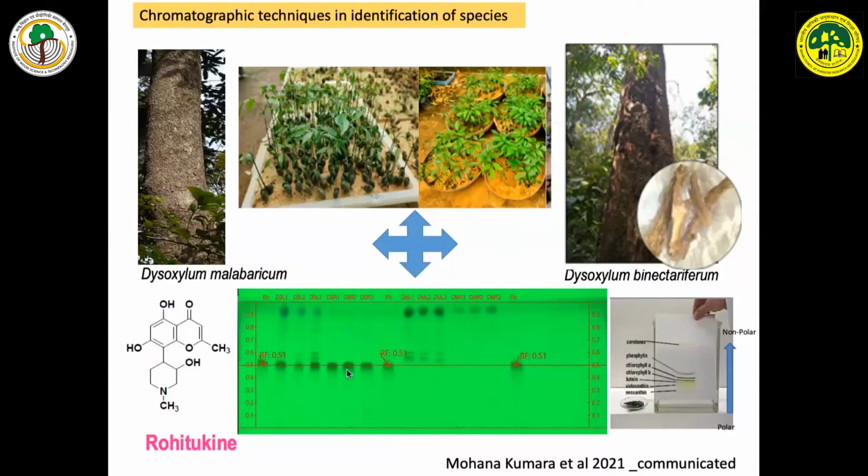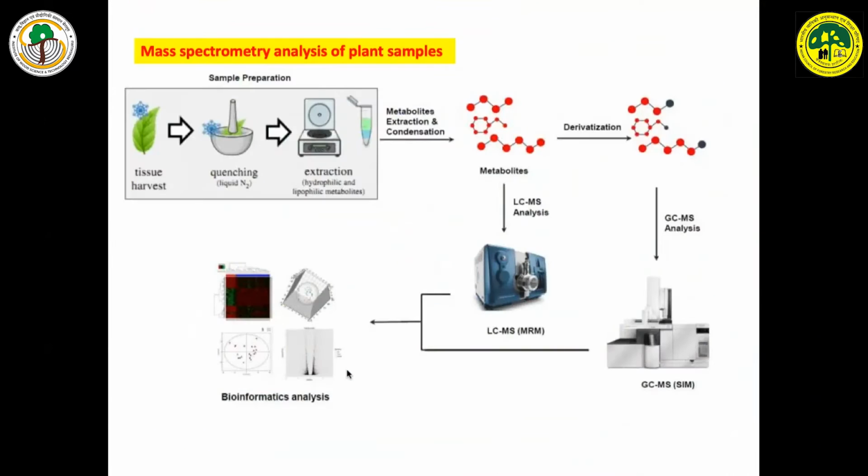Also, metabolic profiling helps in identifying the species, as well as the same species coming from different places, because there are signature molecules from one geography to another. There is a difference, so those different chemo markers can be used for identifying the species. There are different platforms available. One of the robust ones is mass spectrometry analysis. There you can take whatever species and extract with some solvents, and we can do it with derivatization or without derivatization.